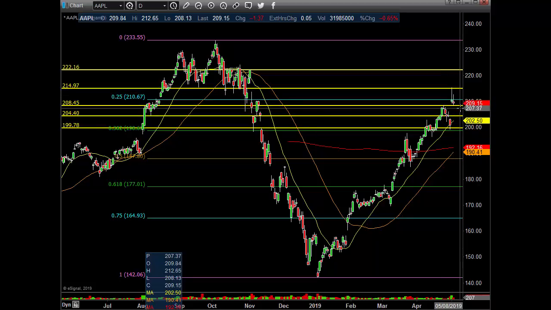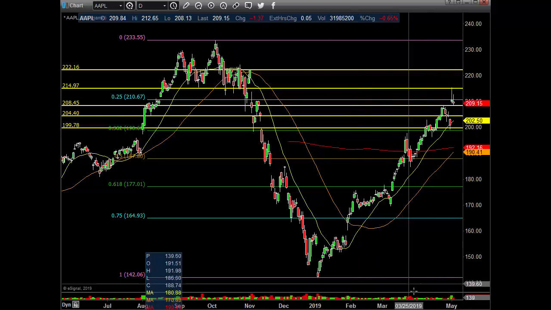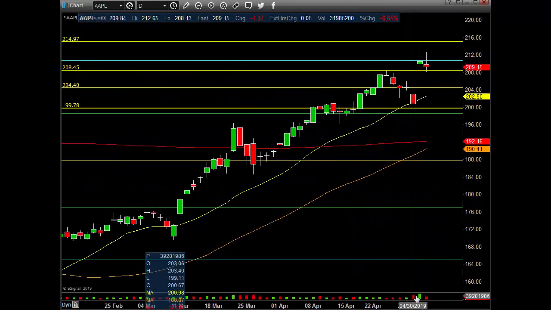If it stays up in this area, holds 208.45, which was the high pivot here, which was once resistance, now it's support. We gapped over it. But just a weak showing, guys. Not a lot of volume. I mean, we had pretty good volume today, but just nothing special.